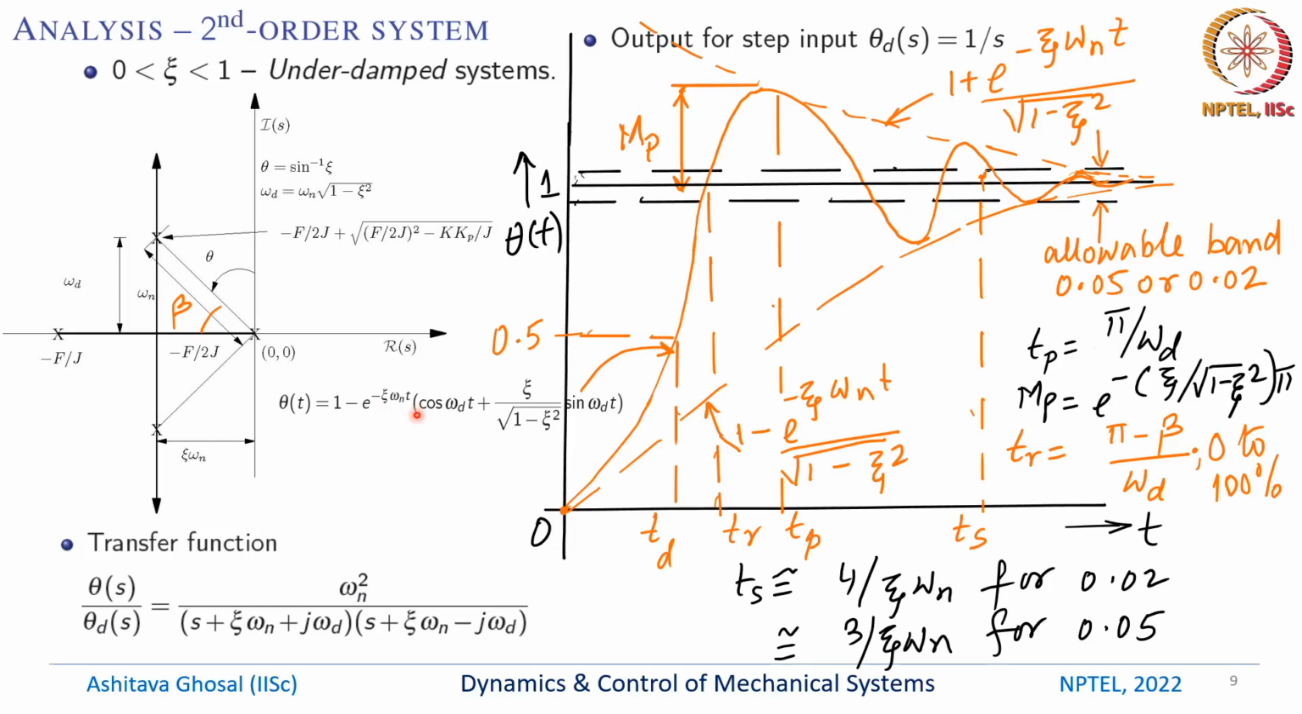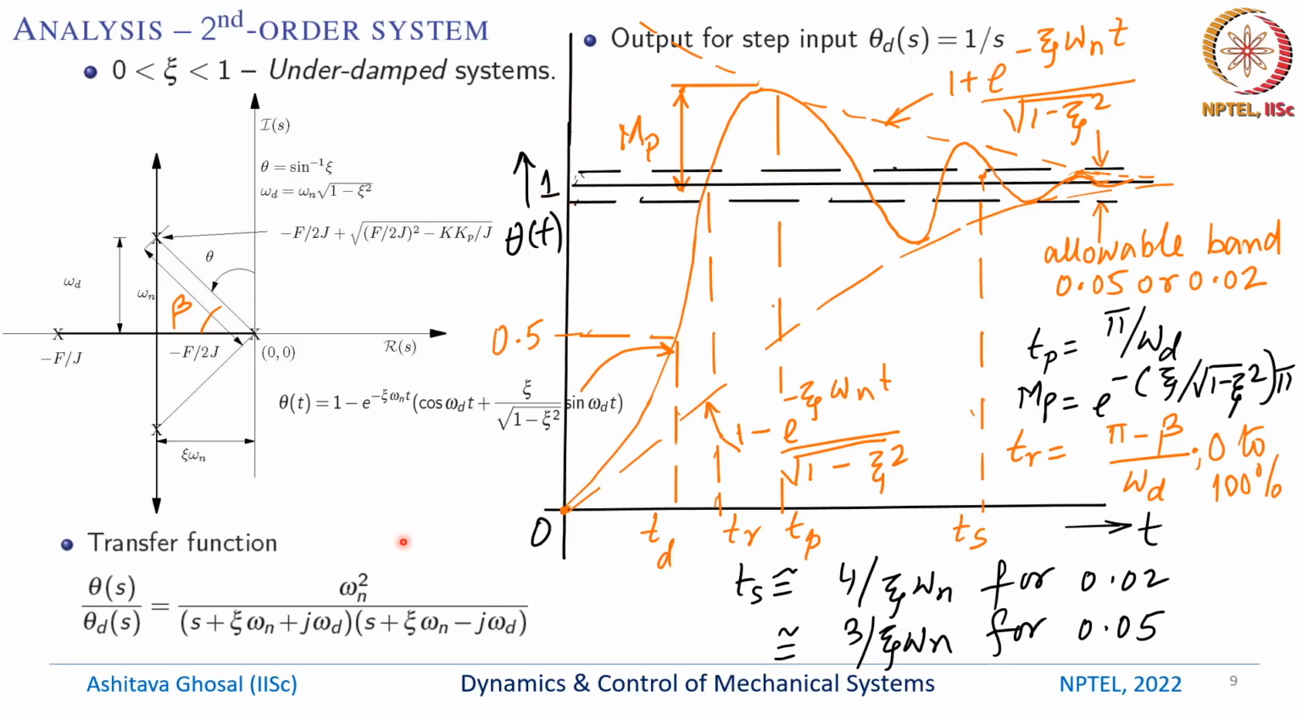So the right hand side of this slide shows the behavior of theta of t, or the plot of theta of t for a given step input. So again, what is the step input? It is this dark line. So theta d of s is 1 over s. So that is the step input.